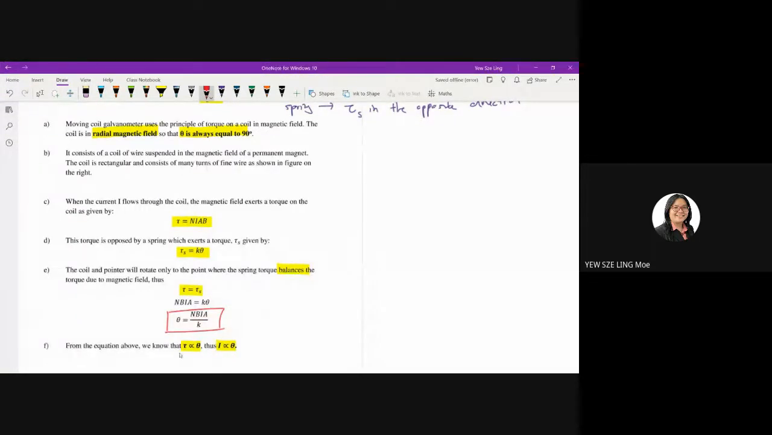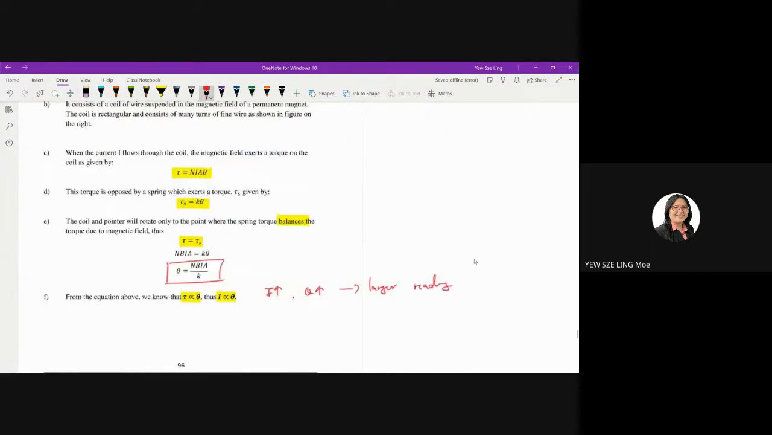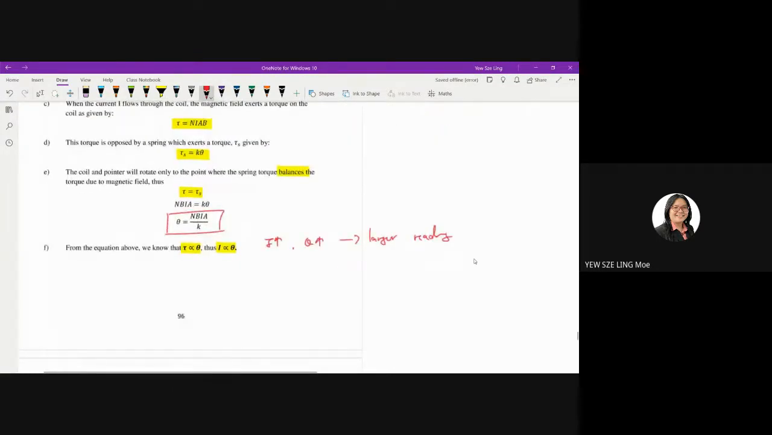From the equations above, we know that torque is proportional to theta, and thus I is proportional to theta. So when your I increases, theta increases. Therefore, it gives you a larger reading on the galvanometer. So for this one, you just have to know a brief idea, especially in terms of these two torques and what happens in a galvanometer. You don't have to know the calculation. You just need to know how it works.